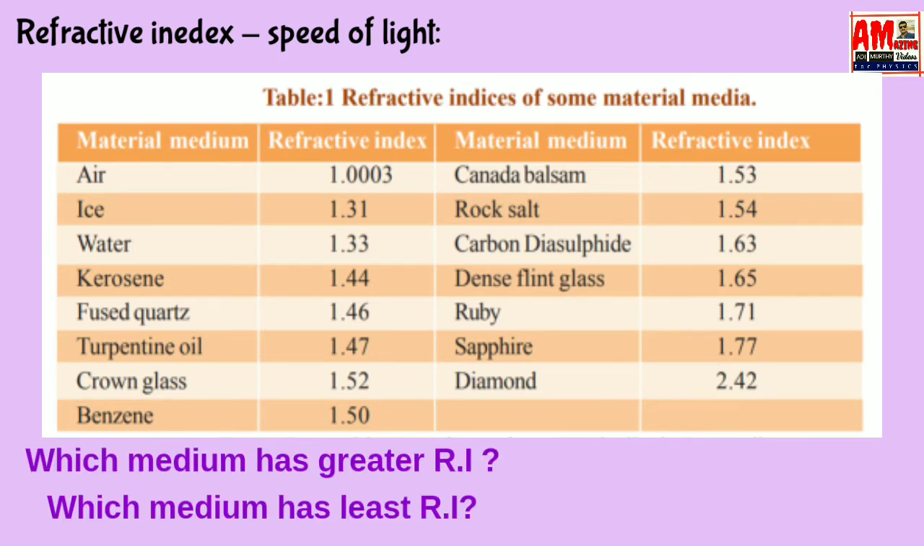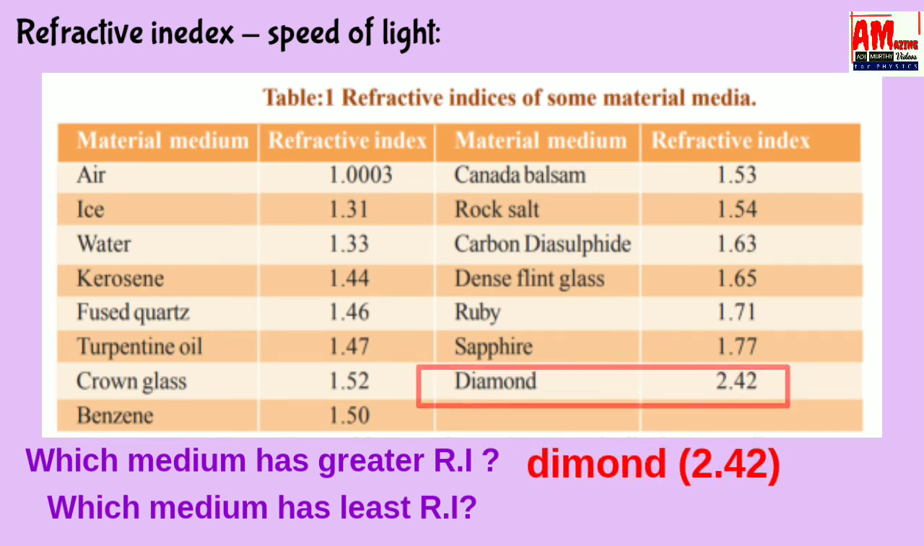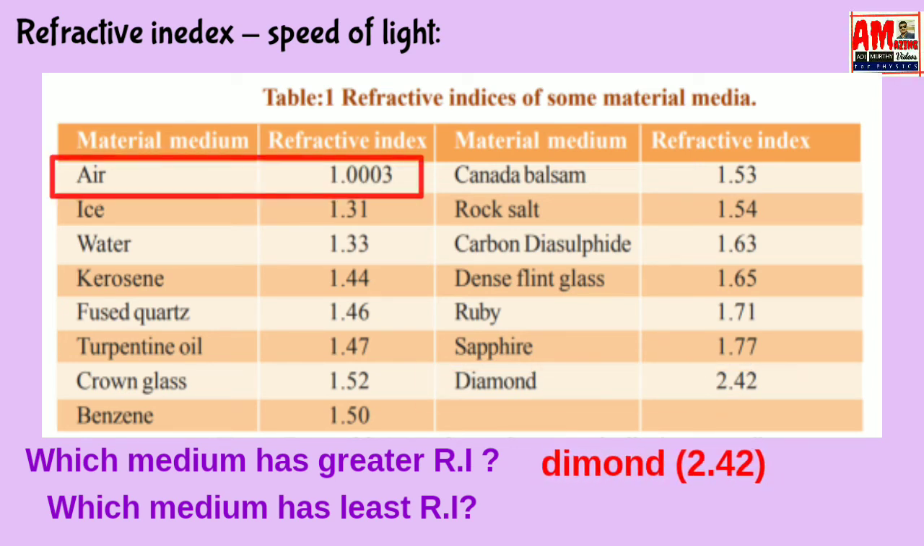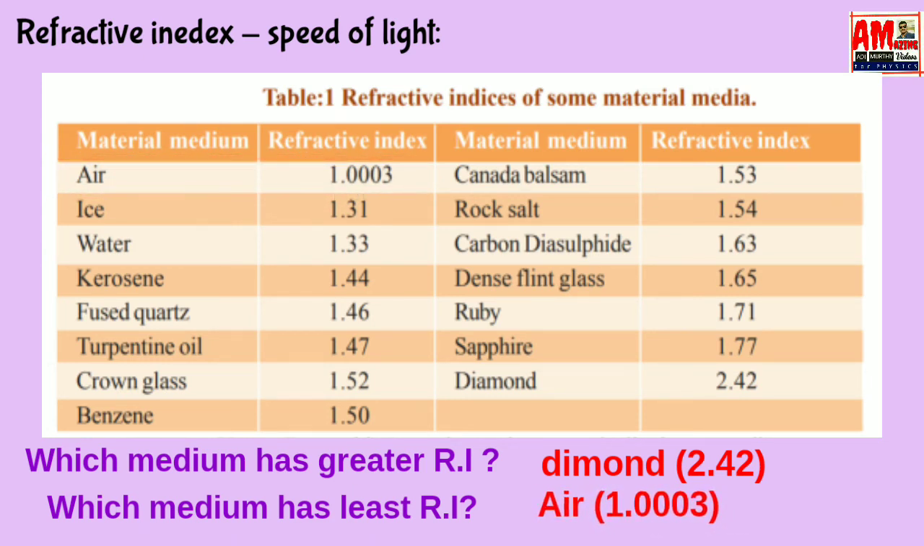Which media has greater refractive index? Observe the values. The refractive index is more in diamond. Which media has least refractive index? Observe the values. The least one is air, that is 1.003.